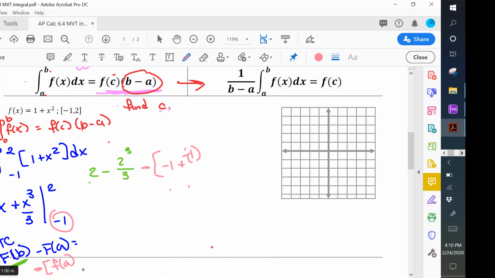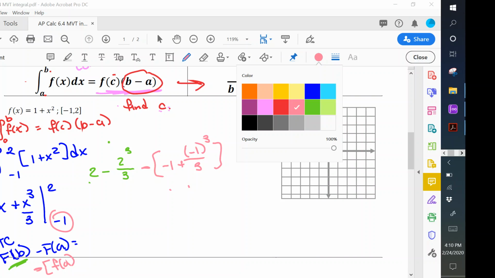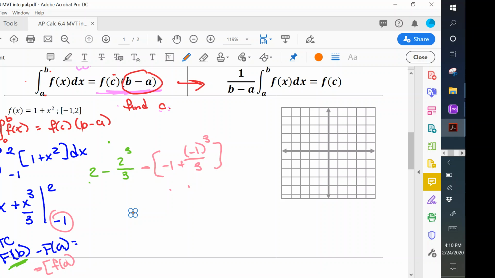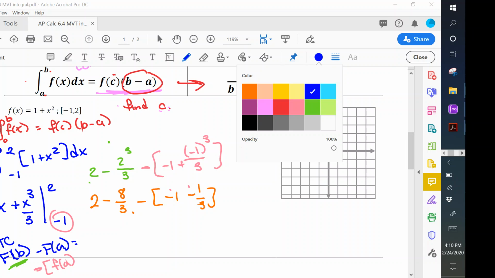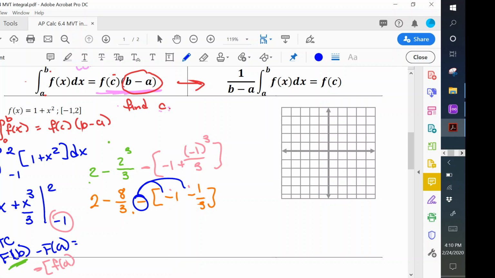Whoa, something happened, guys. Plus my -1 cubed over 3. All I did was substitute it here, so we can simplify this. Sure, orange works. 2 minus 2 cubed is 8 over 3. Subtract it from -1. -1 to the third is still -1 over 3. The negative sign distributes to both parts, and it gives us 2 minus 8 thirds plus 1 plus 1/3.